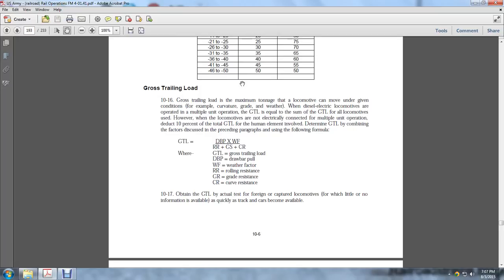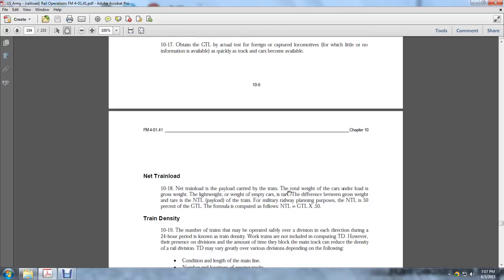GS is N plus the CR. The GTL, where the GTL is the gross trailing load: curve resistance, grade resistance, rolling resistance, weather factor, drawbar pull, and gross trailing load. Obtaining the gross trailing load actual for foreign and captured locomotives, where no information is available, as quickly as the track of the car may be is available.